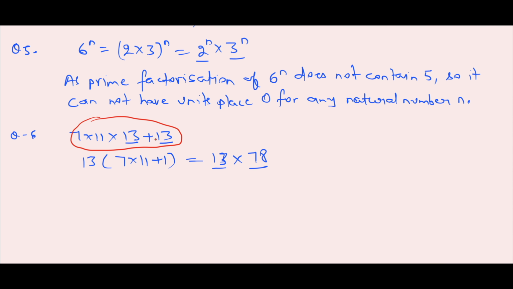So we can surely say that 7 into 11 into 13 plus 13 is a composite number, as it has more than 2 factors.